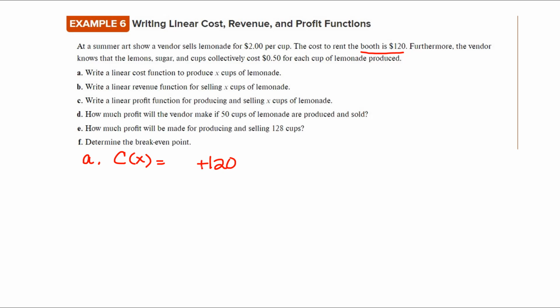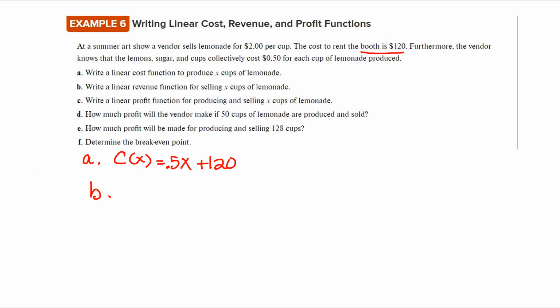And then for every cup of lemonade, I'm going to have to spend 50 cents to make that cup of lemonade. So each cup, there's X cups, so 0.5 or 50 cents times the number of cups of lemonade I make. So this is my cost function. This is the money I have to pay to do my business. So 0.5, 50 cents times X, the number of cups I'm making, plus $120 for rent. That's the cost function.